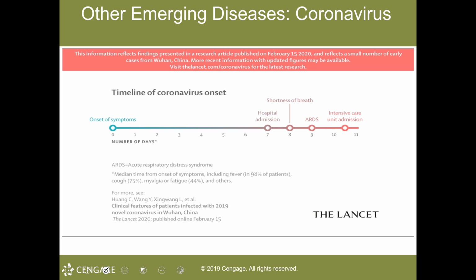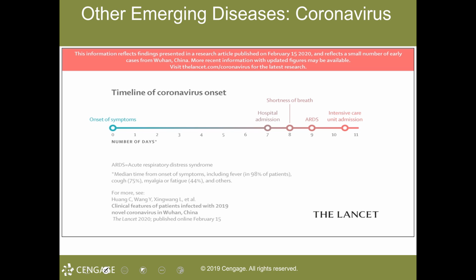So this class was published in 2020, and of course this is from the Lancet. What's here, class, is just information that reflects findings presented in a research article that was published February 15th, 2020, and reflects a small number of early cases from Wuhan, China. And of course, more recent information with updated figures may be available from the Lancet/coronavirus for the latest research.